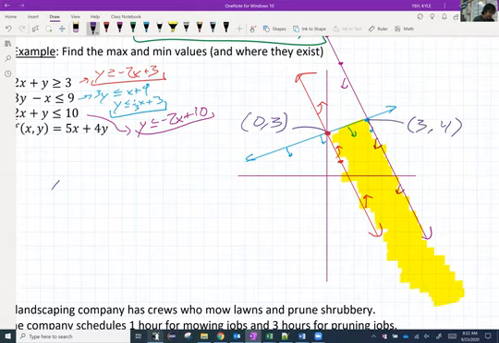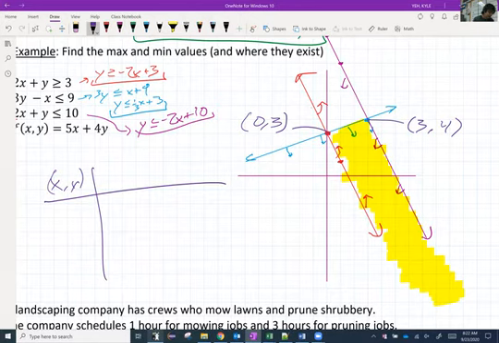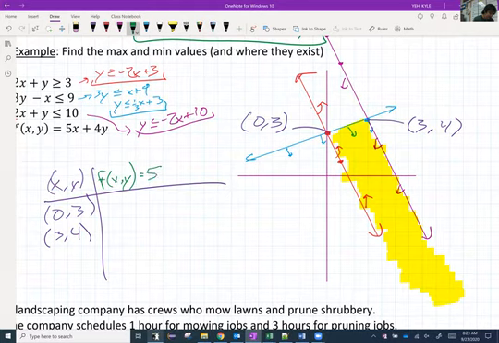So I like to make my table anyways, and I'll show you why here in a second. X, y. We had 0, 3. We had 3, 4. And then my objective function, which was f of x, y, equals 5x plus 4y. Let's see what happens if we plug these points in.